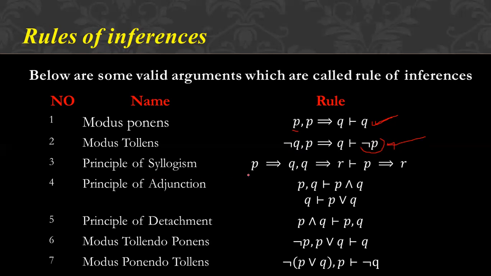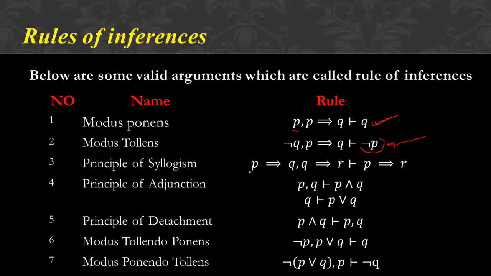Third one is the principle of syllogism, that is P implies Q, Q implies R, then the conclusion is P implies R. If we assume that P implies Q is true and Q implies R is also true, the conclusion P implies R must also be true. Let's assume that P is true here. If P is true, Q must also be true. If Q is true, for Q implies R to be true, R must also be true. Therefore, P implies R will become true implies true, which is true again.